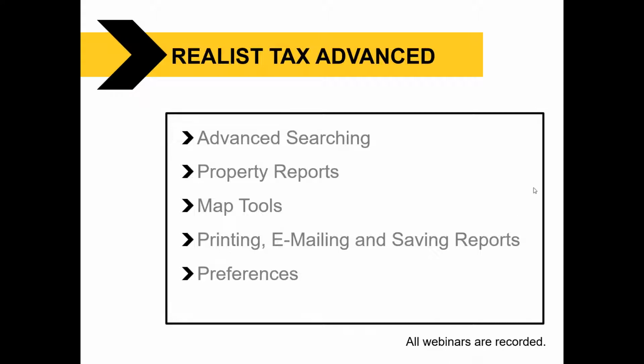Realist does provide you with some of their own default searches. So we're going to take a peek at all of those, and we're going to look at and apply some advanced searching. I want to show you some of those features. I will be going through all the property reports. There's quite a few, so we'll be walking through not only the property detail report, but comps, neighbors, and so forth. I will show you the map tools and how they're leveraged.